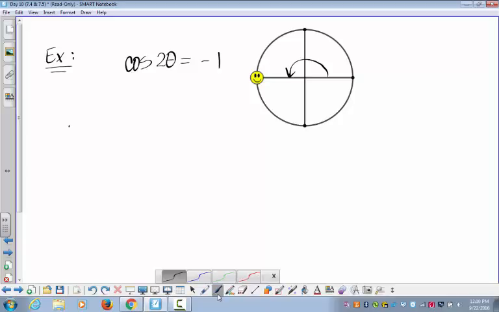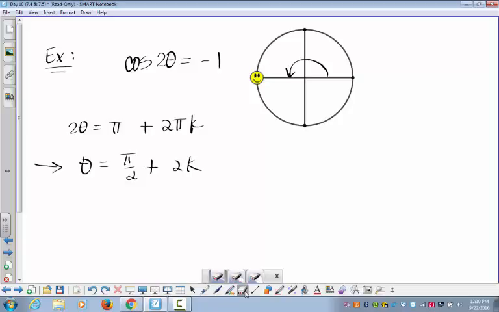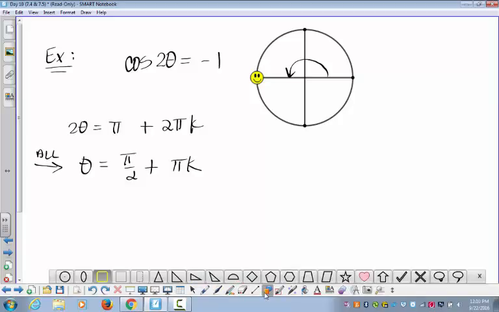So we would say that 2 theta is equal to pi plus, what's our counter? 2 pi k will get us all the way around again. 2 pi k. And then, what does this tell us about theta? Divide by 2, all the way across. So we get pi over 2 plus... Oh, no. I'm dividing by 2, not pi. Getting sloppy. Dividing by 2, the 2 cancels. All right, so this is all solutions right here. These are all the thetas that satisfy that equation.